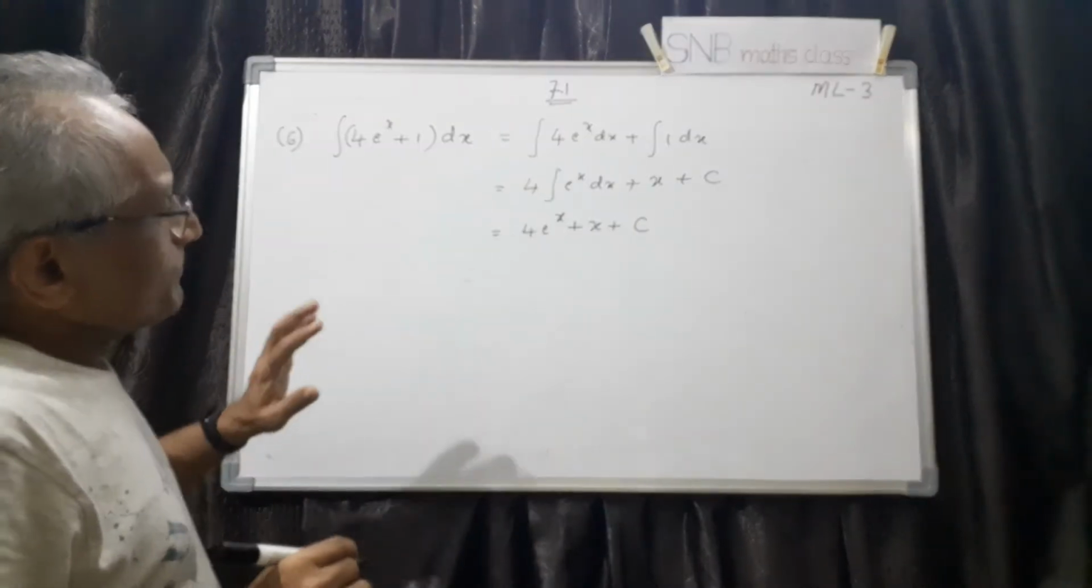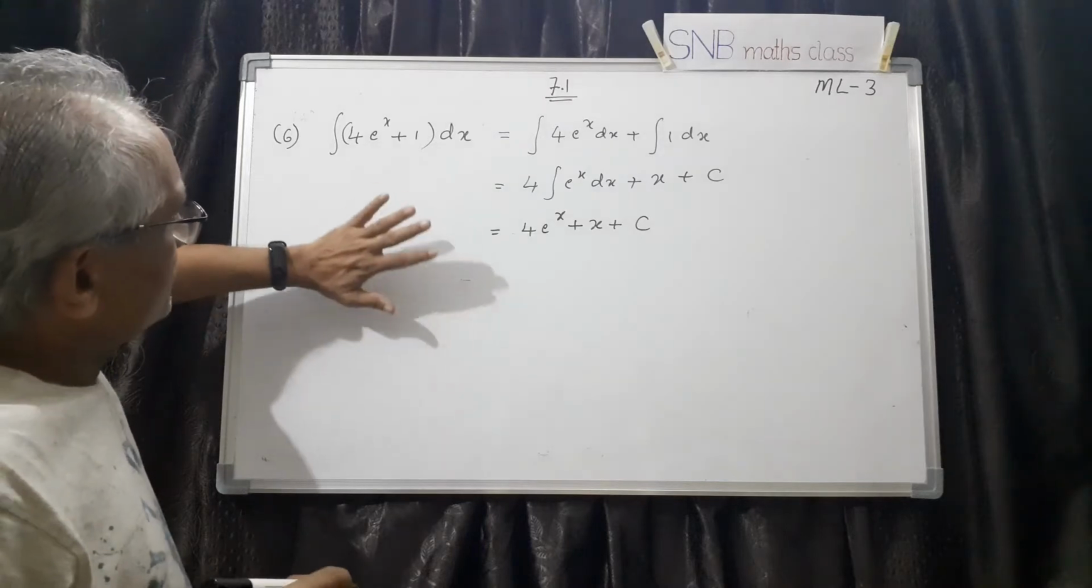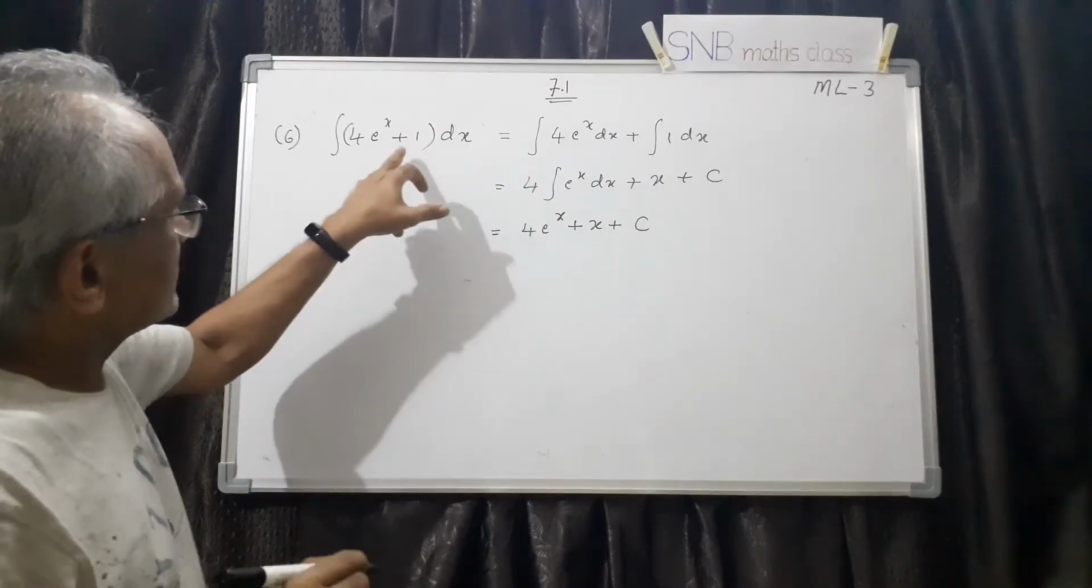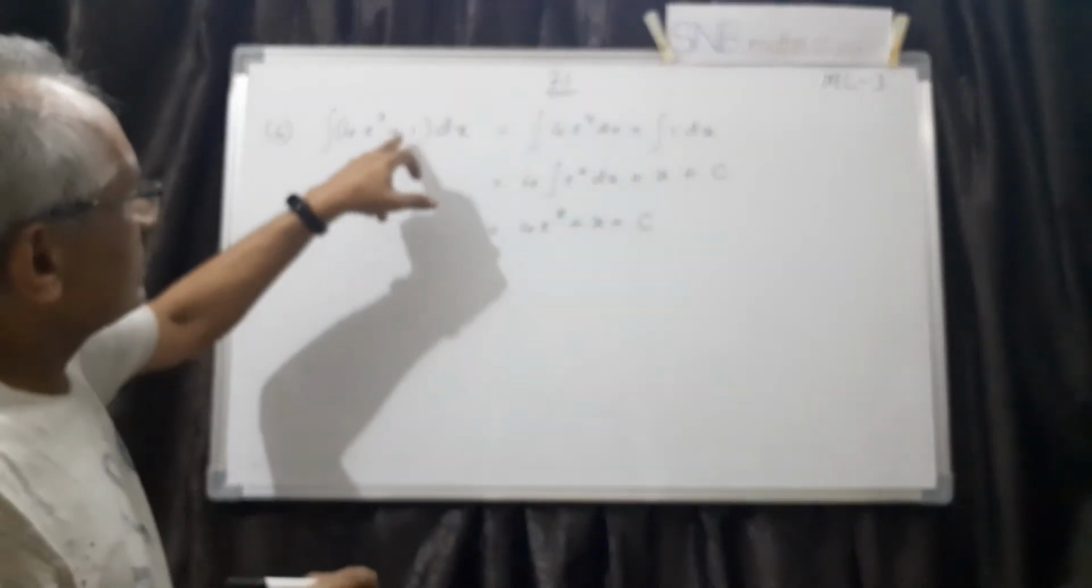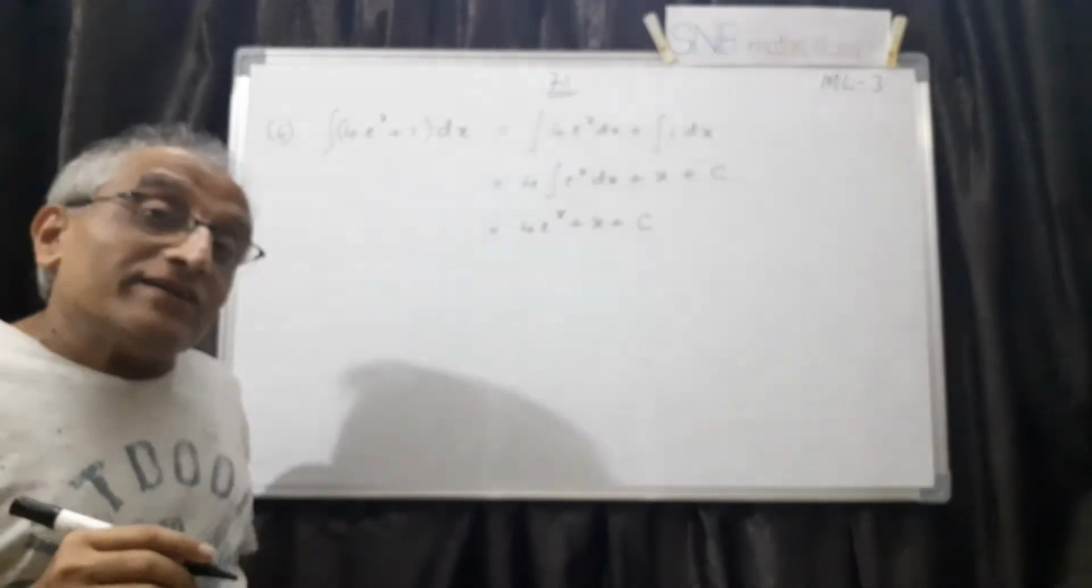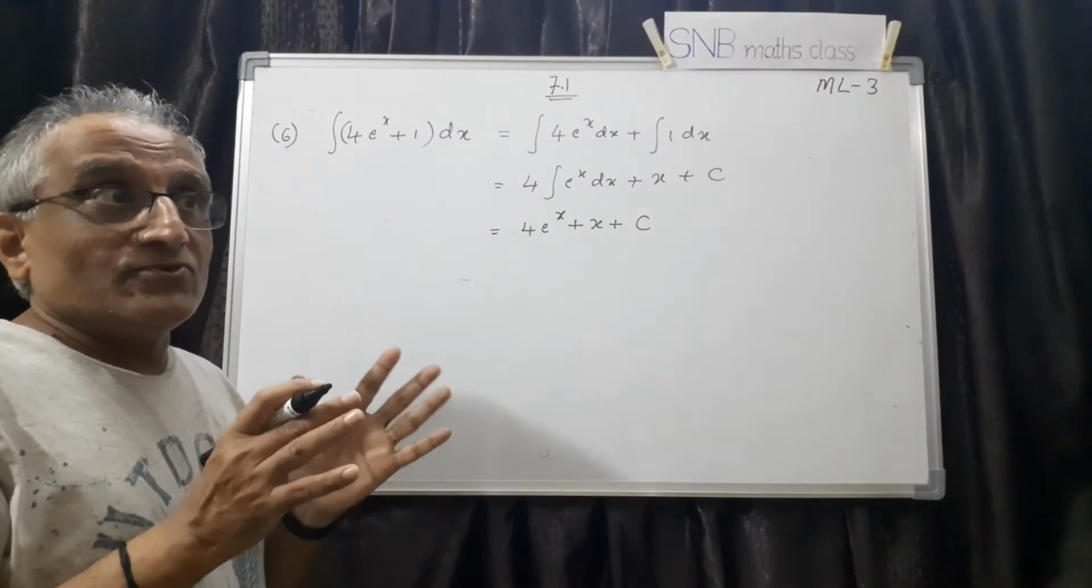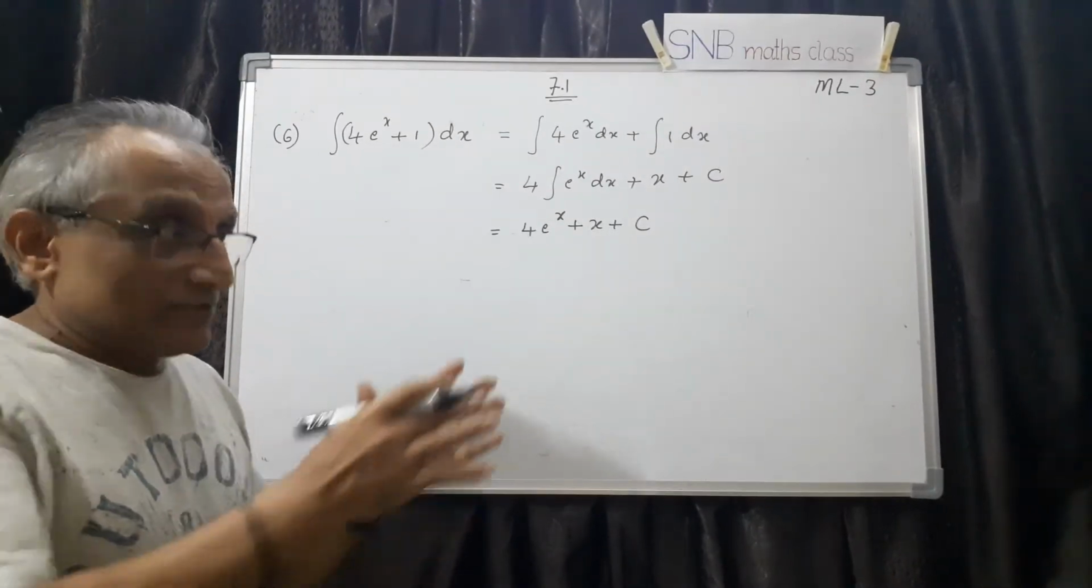This is the thing. Now, as I told you, once you are competent enough to do this one, you can directly do it. This is a constant, mentally you can do it. 4 e^x, then integration of x is x, integration of 1 is x. And since we are beginners, first we should know the meaning, then we should be confirmed, oh, this is how we have to do.